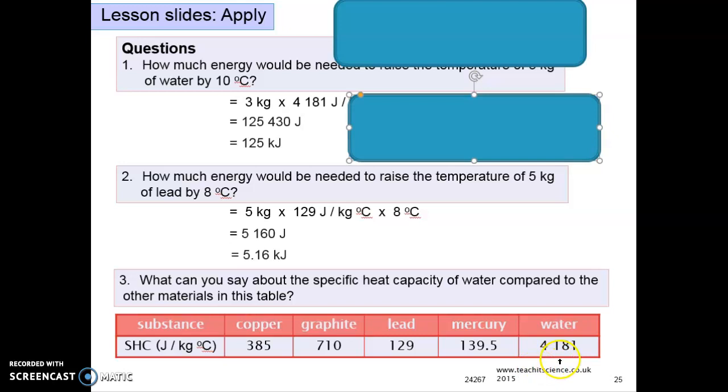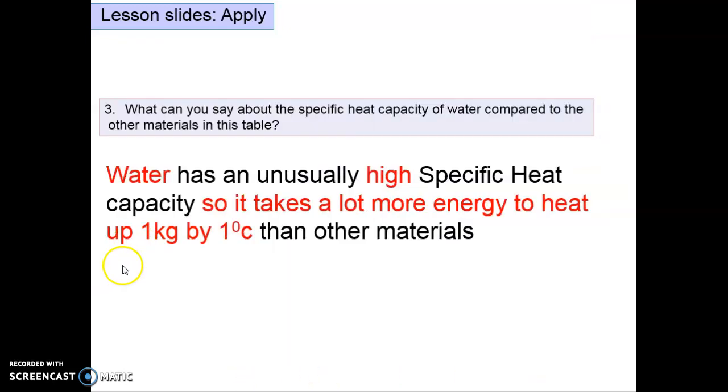So you're comparing. So you need to quote on what these numbers mean. If the number is big, it means it's got a high specific heat capacity compared to the other materials. That's exactly what I would say. It's unusually high specific heat capacity. It takes a lot more energy to heat up 1 kilogram by 1 degree C than other materials.